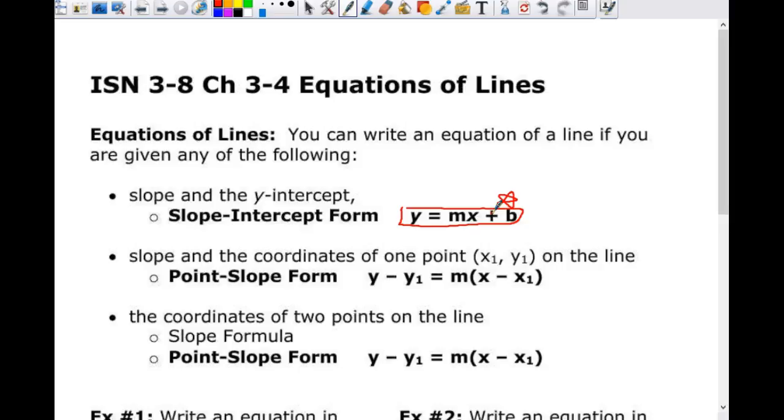Slope and the coordinates of one point on the number line, point slope form. This one's actually probably one of the most useful ones to learn. And you can use the same point slope form if you're given 2 points. You just have to find the slope between those two.